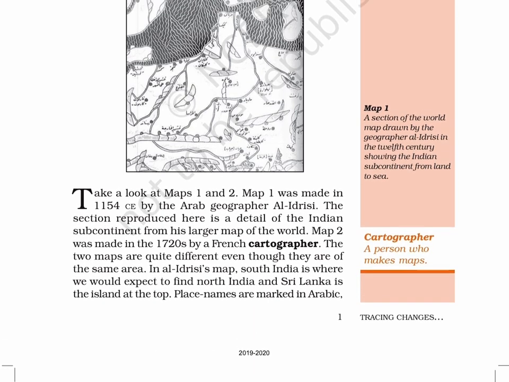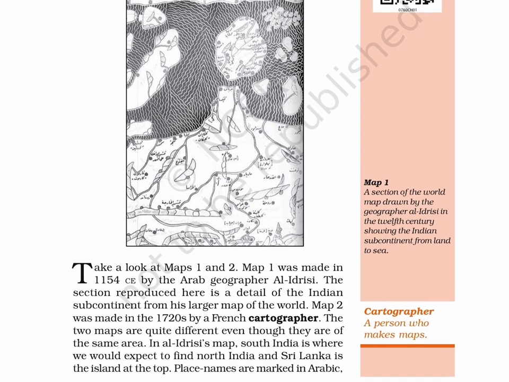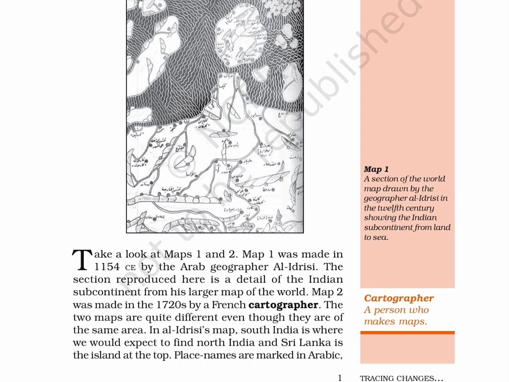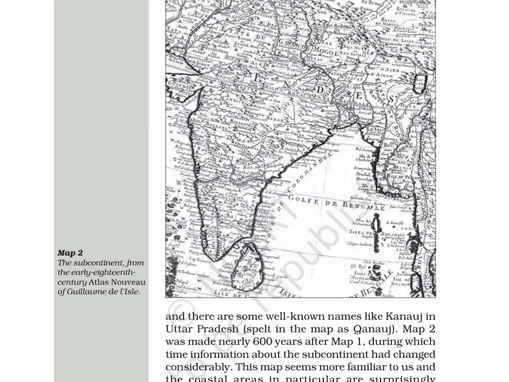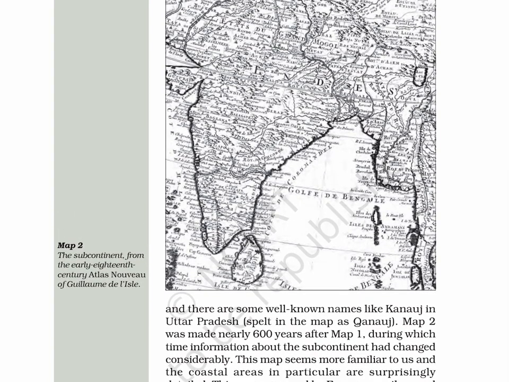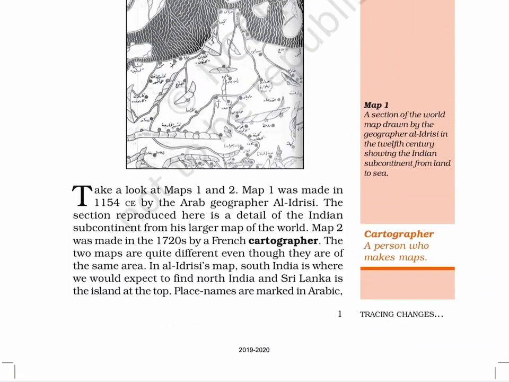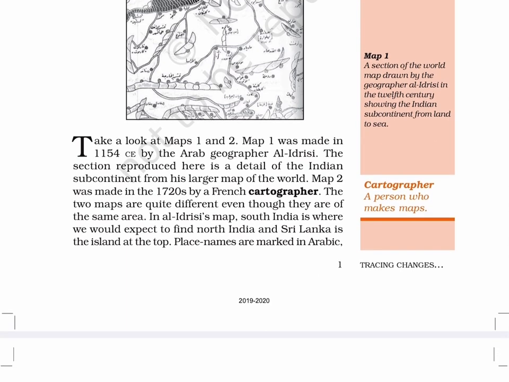Take a look at maps 1 and 2. Map 1 was made in 1154 CE by the Arab geographer Al-Idrisi. The section reproduced here is a detail of the Indian subcontinent from his larger map of the world. Map 2 was made in the 1720s by a French cartographer. The two maps are quite different even though they are of the same area.